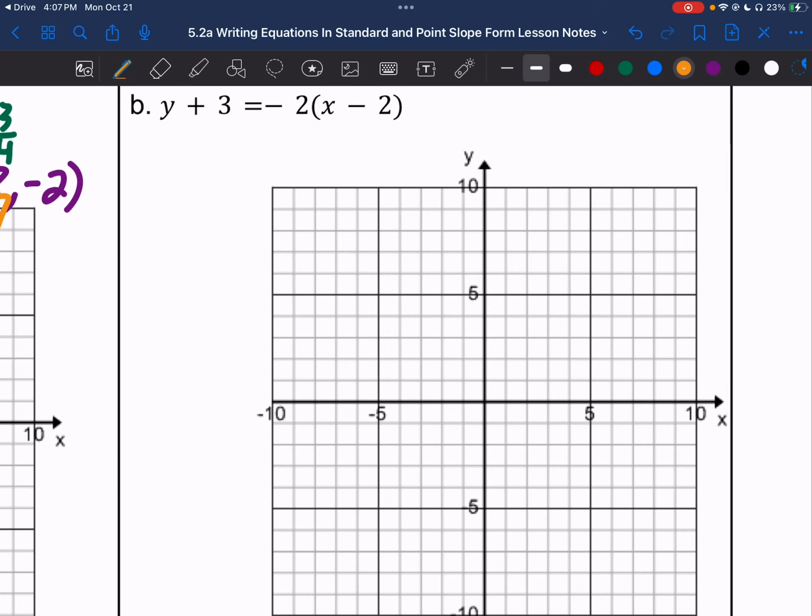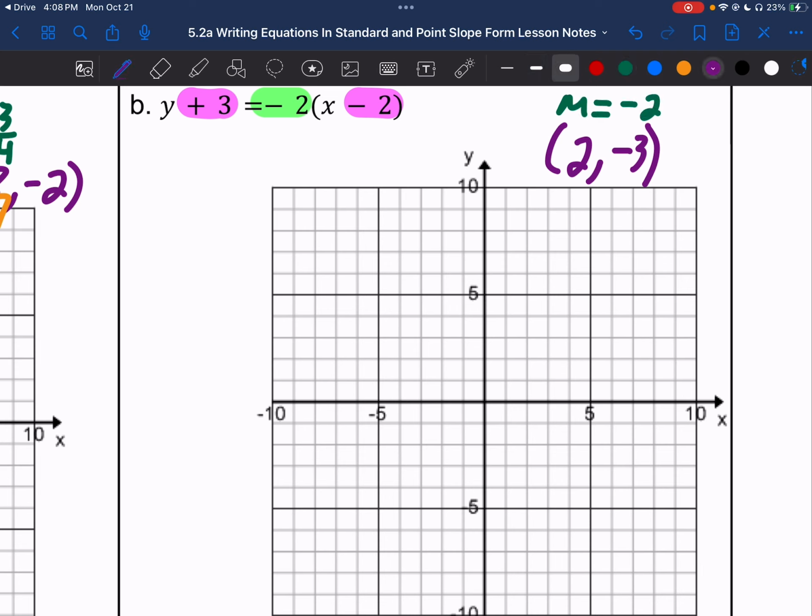All right. Letter B, we have y plus 3 equals -2 times the quantity x minus 2. So we're going to go ahead and find our point. So my point, we've got a plus 3 and a minus 2. My slope is a minus 2. So we have an ordered pair of 2 and -3, and we have a slope of -2.